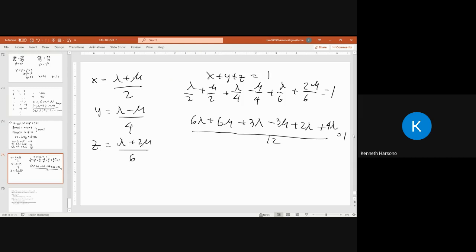And we can simplify this one. So this gives 11 lambda plus 7 mu is equal to 12. So this is our first equation.